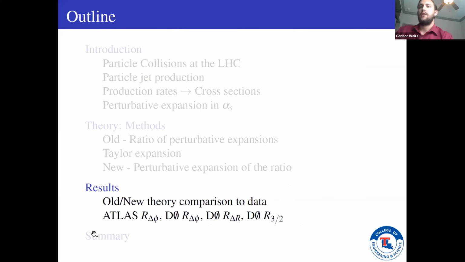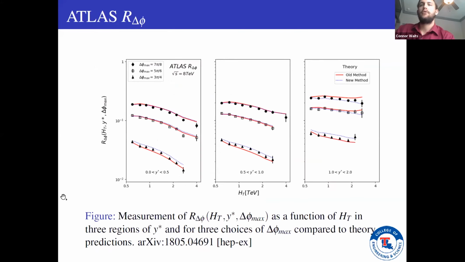So now we're going to look at the old and new theory as compared to data for Atlas data sets and D0 data sets for different ratio measurements. So the first one we're looking at is Atlas measurement of R delta phi, just a different ratio measurement. And so we see that the old method is solid red and the new method is a dotted blue line. And our markers are indicating different choices of delta phi max. And our Y star is rapidity. And so this is for 3 different rapidity regions in the detector. We're measuring this as a function of energy.